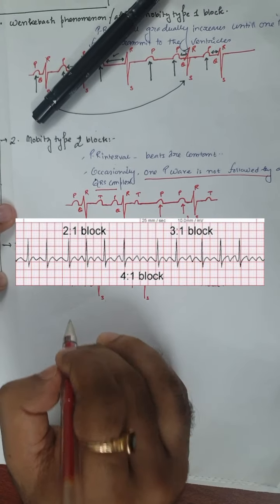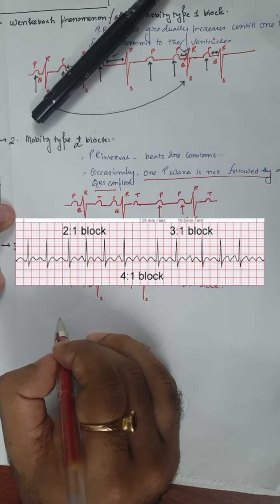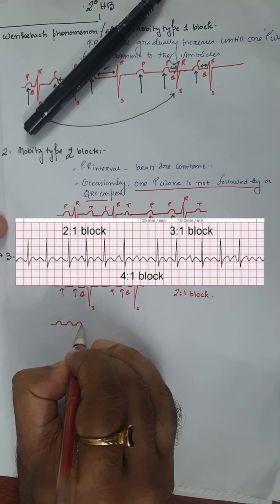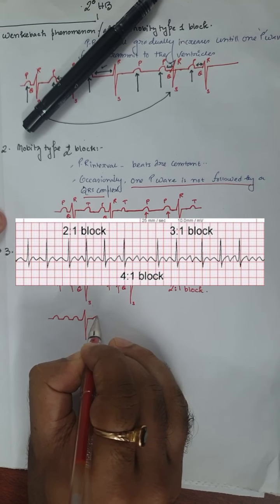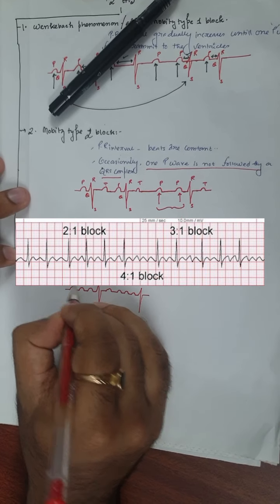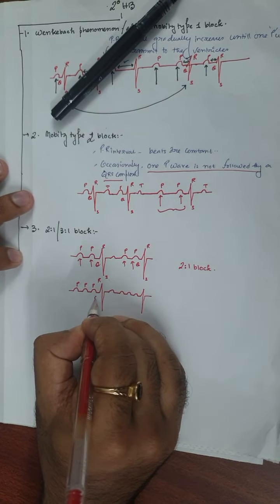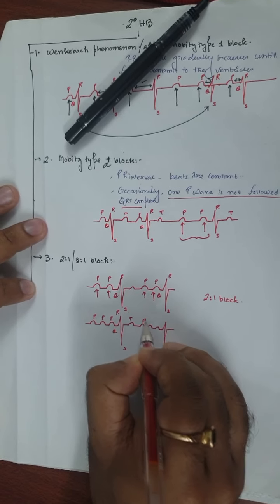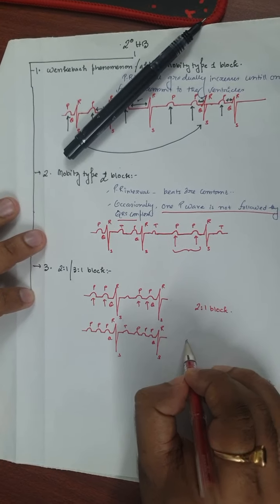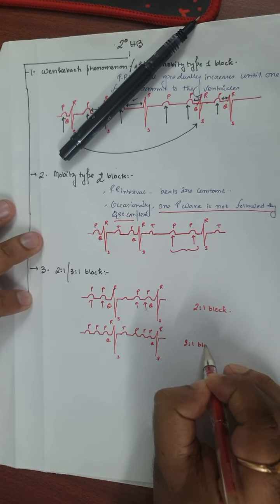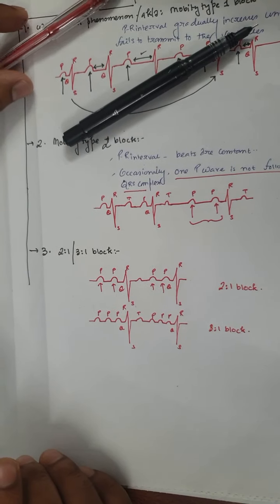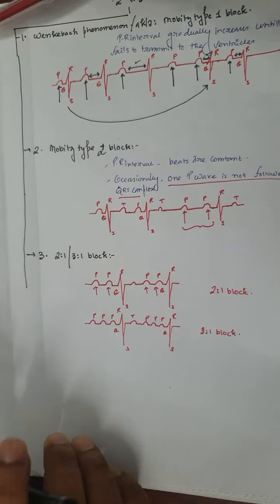And in case of 3:1 block, there are 3 P waves followed by a QRS complex, like this: 3 P waves, then a QRS complex. So 3 P waves, QRS complex, T wave, 3 P waves, then a QRS complex. This is called 3:1 block. So these are the different categories of the second degree heart block.